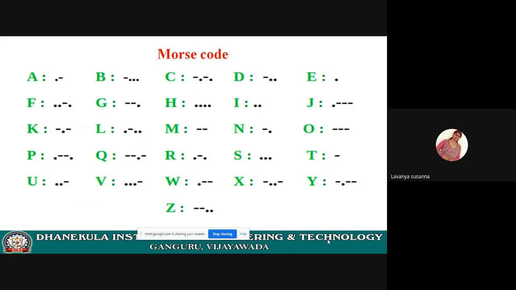For A, it is a small dot and a dash. A small dot means a short beep sound, and a dash means a somewhat long beep sound. That represents A. You have to remember all these things. You need to practice it.